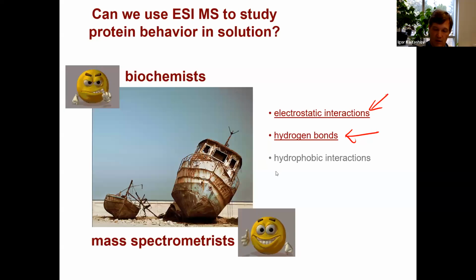So if your system is primarily stabilized by hydrophobic interactions, then there is a very good chance that your measurements are going to fail, right? But if you have a significant component contributed by electrostatic interactions and by hydrogen bonds, then there is a very good chance that you're going to do well in the gas phase.